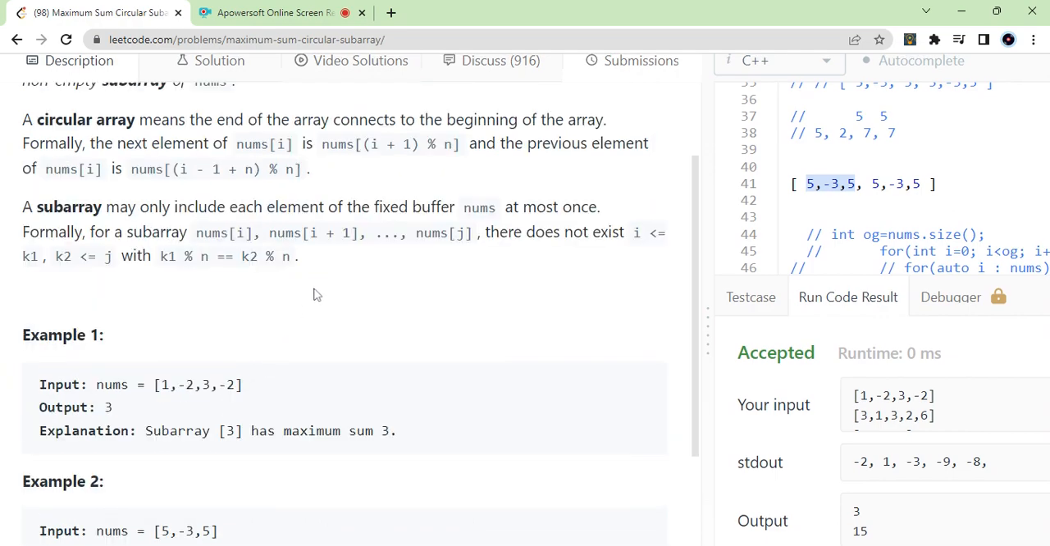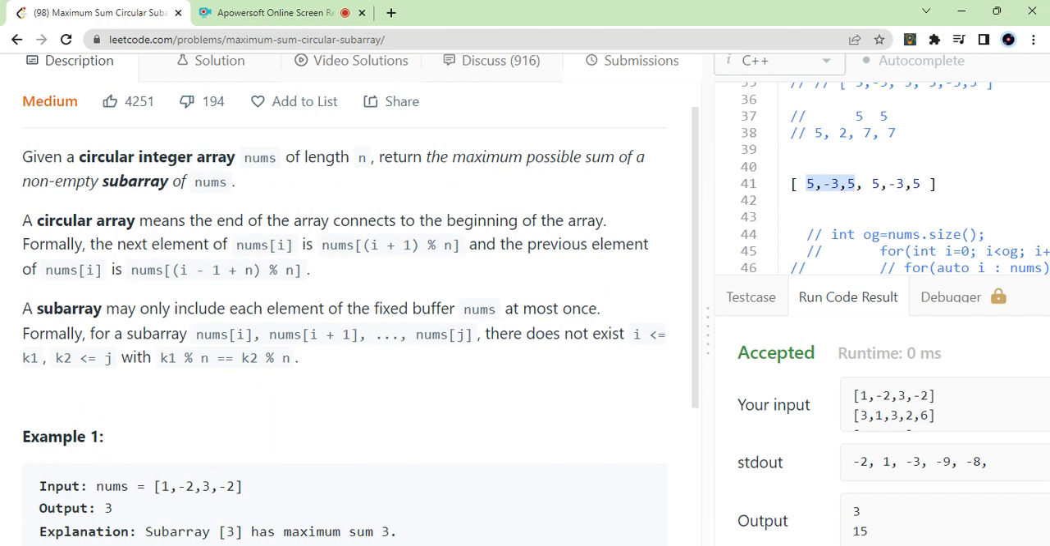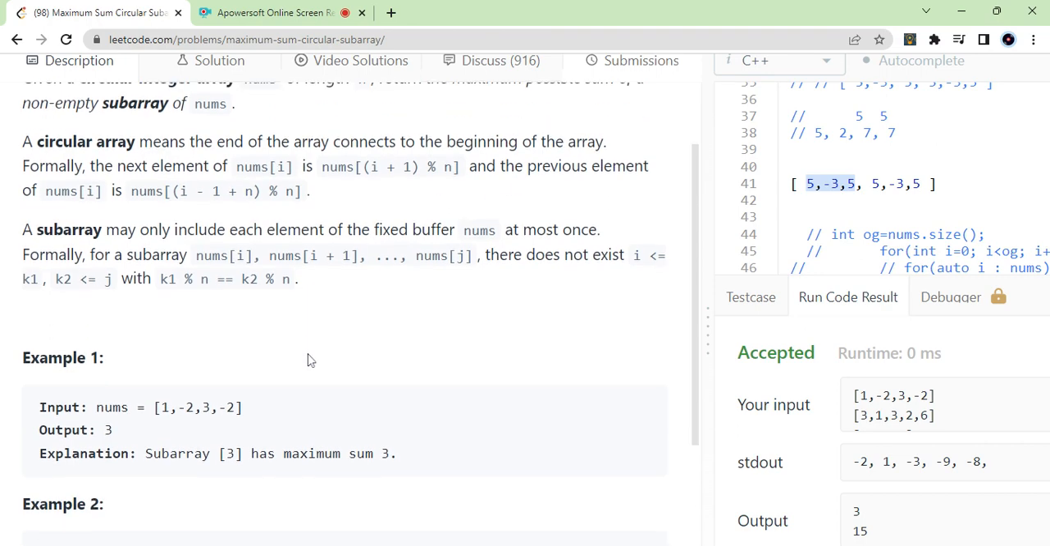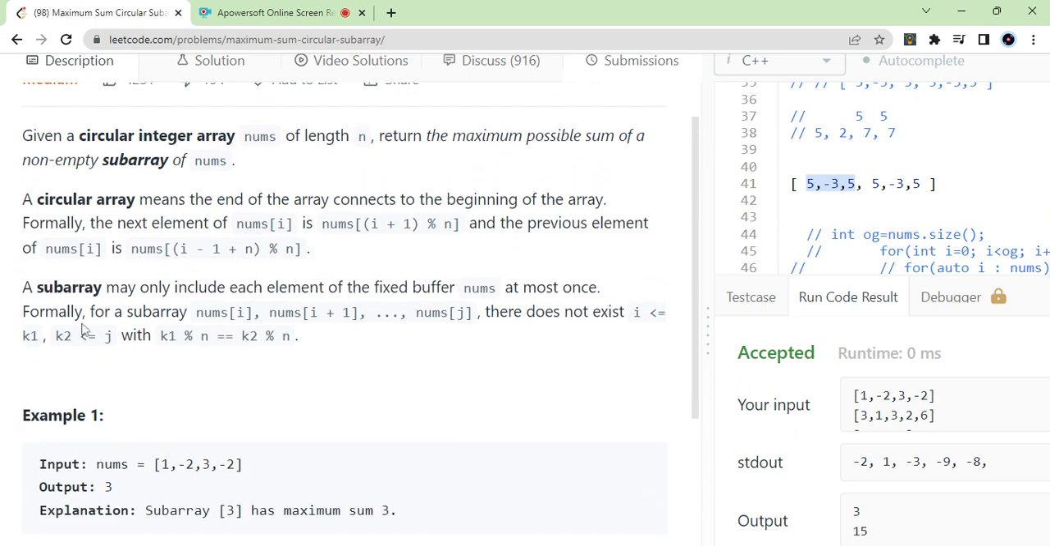Okay, so now let's see what we have to do in this circular array, which connects to the beginning of the array. The next element is index modulus n. The only good thing about this is that the subarray includes each element only once. So the buffer can store each element of nums exactly once. I'm writing it two times, but it doesn't mean it is stored two times.